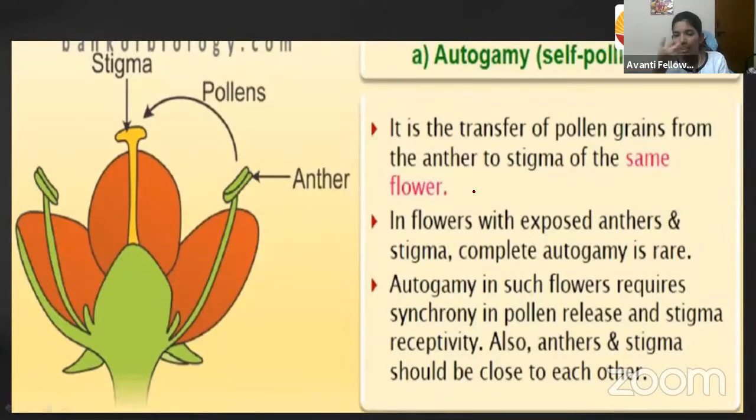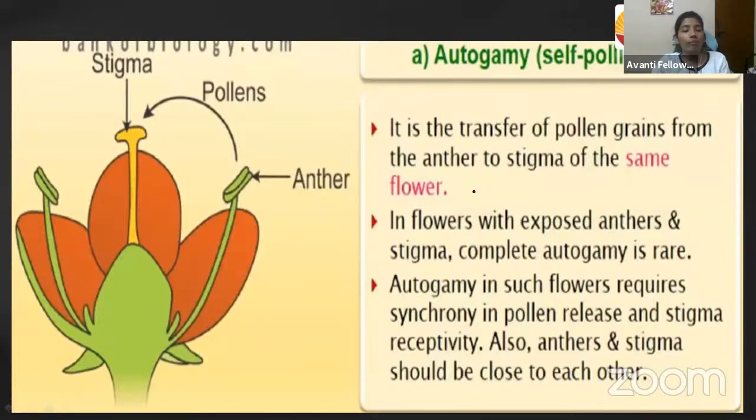Okay. And there are some adaptations, like synchrony in pollen release and stigma receptivity, which means pollen is released at the same time the stigma gets receptive. Receptivity means to hold the pollen grain. Once it holds the pollen grain, the pollen tube will emerge, right?